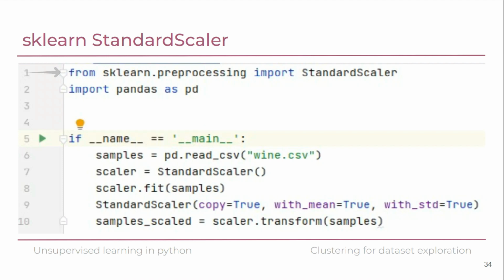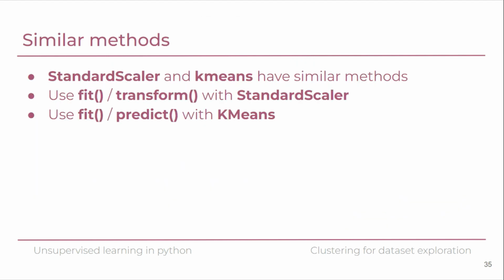First, import standard scaler from sklearn.preprocessing. Then create a standard scaler object, and fit it to the samples. The transform method can now be used to standardize any samples, either the same ones, or completely new ones. The APIs of standard scaler and k-means are similar, but there is an important difference. Standard scaler transforms data, and so has a transform method. K-means, in contrast, assigns cluster labels to samples, and this is done using the predict method.